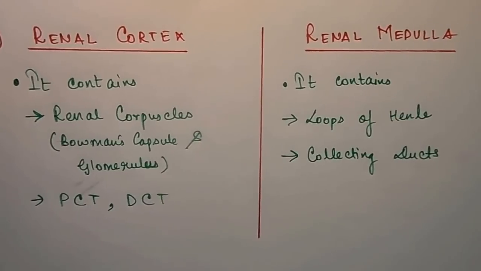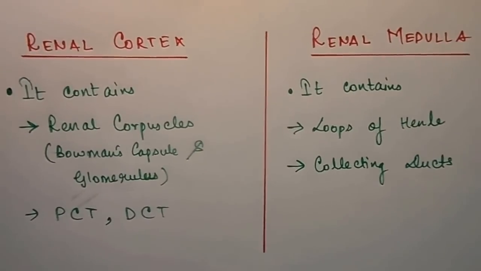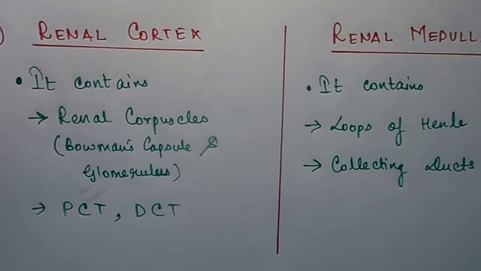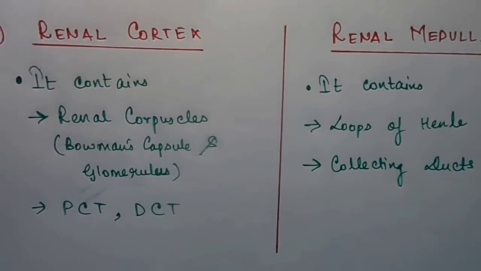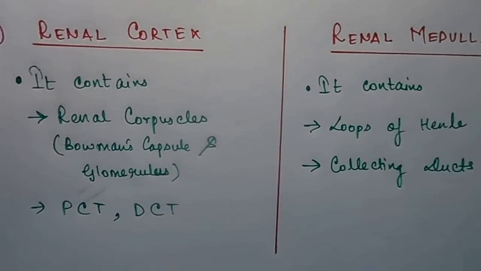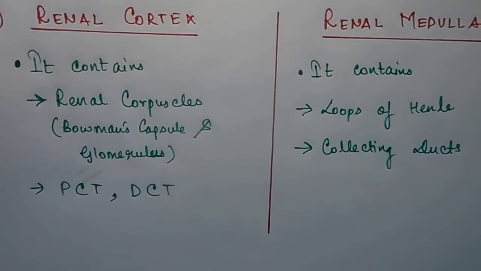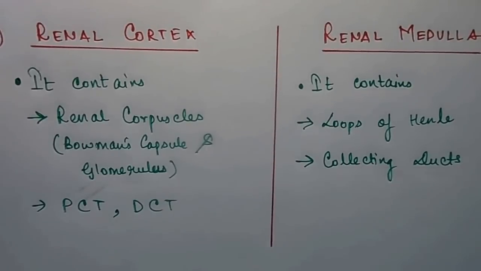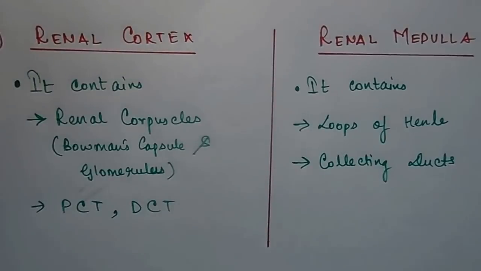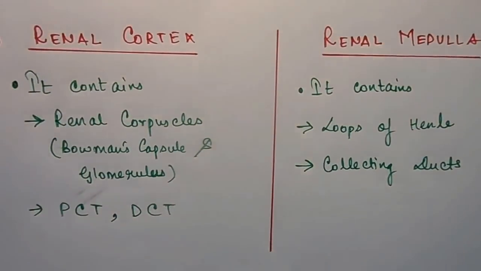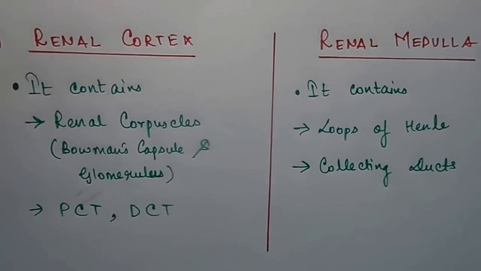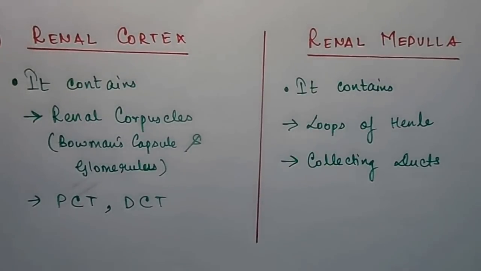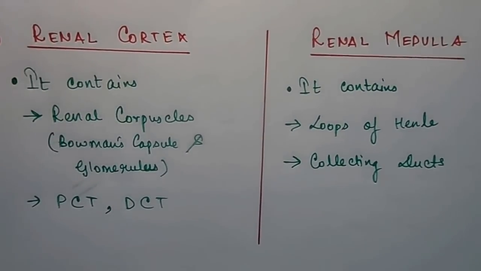Number 4 is renal cortex and renal medulla on the basis of parts of the nephrons present. Renal cortex contains the renal corpuscles. Bowman's capsule and glomerulus together are called the Malpighian capsule or the renal capsule. It also contains PCT and DCT, that is the proximal convoluted tubule and the distal convoluted tubule. Next is renal medulla, which contains the loop of Henle and the collecting duct.